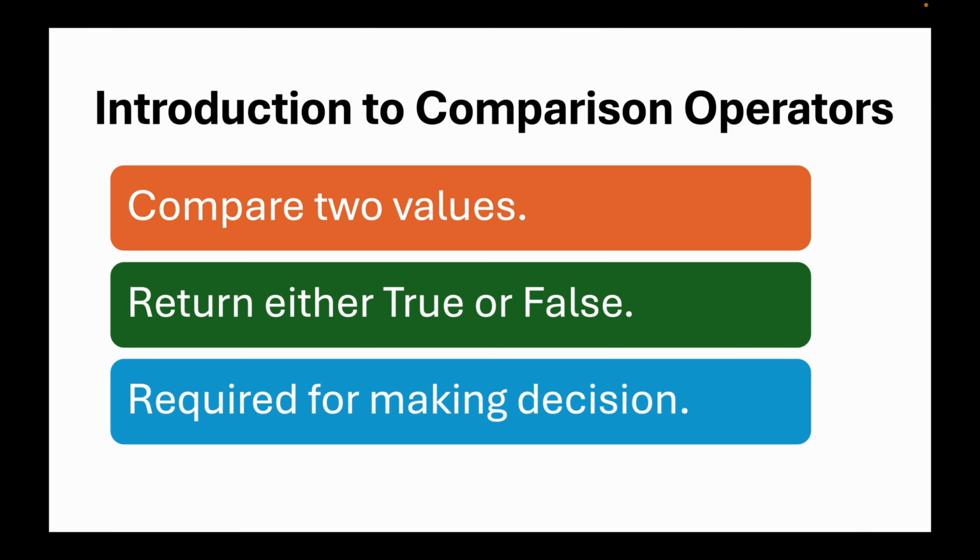Comparison operators in Python are used to compare two values, and they return a Boolean value that is either true or false based on the comparison of the two operands. These operators are very crucial for decision making while programming, such as in conditional statements and loops.